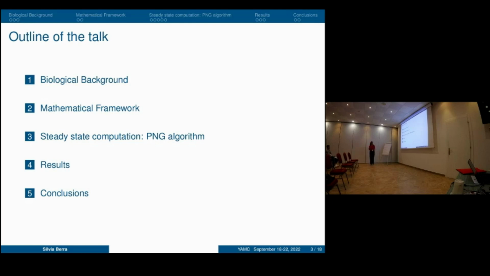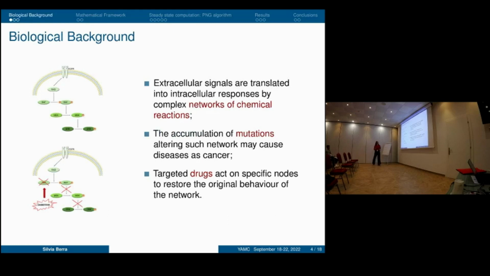Okay, so starting from the biological background, let's consider a cell of the human body. These cells receive signals from the outside and translate them into intracellular responses. This is done by very big networks of chemical reactions. But these networks can have problems when there are alterations of them, which generally are due to mutations. And so they can cause diseases like, for example, cancer.